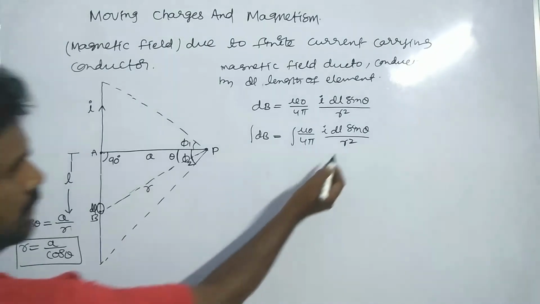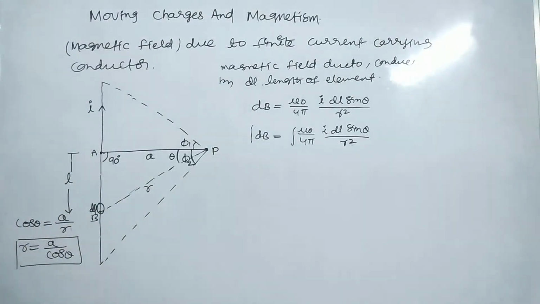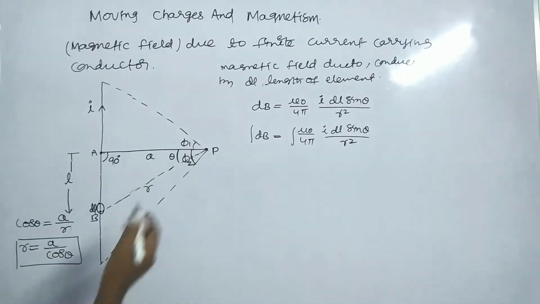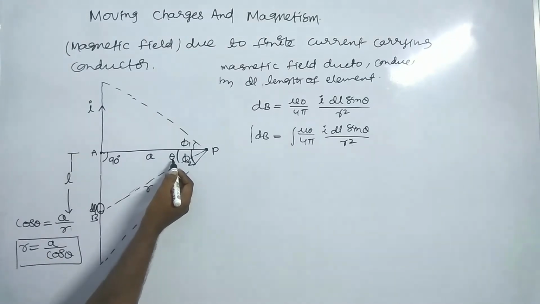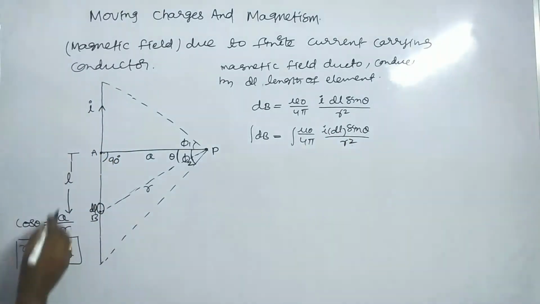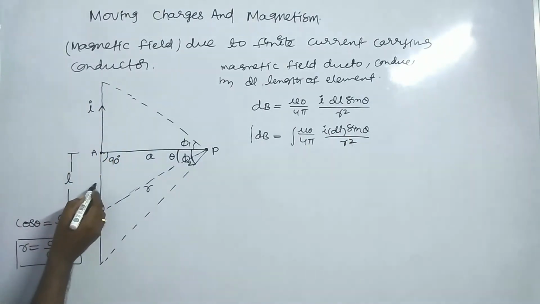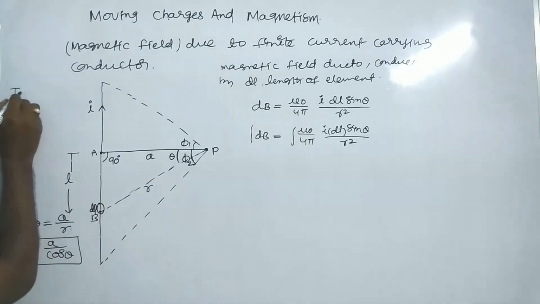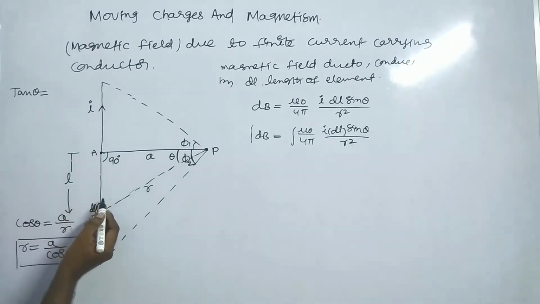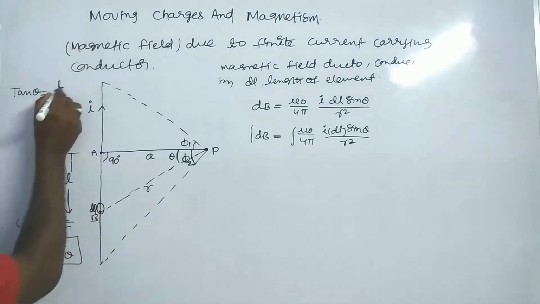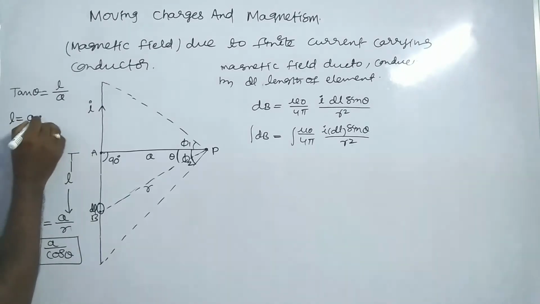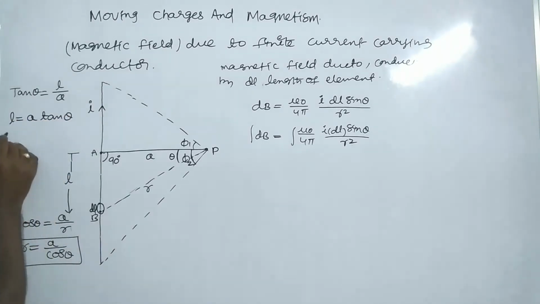So r square is equal to A square by cos square theta. It is fine. And you have to find the theta value, or the dl value. Here there is L, it is the opposite side. So tan theta from this triangle is equal to L by A, opposite by adjacent. Okay, L is equal to A tan theta, right?